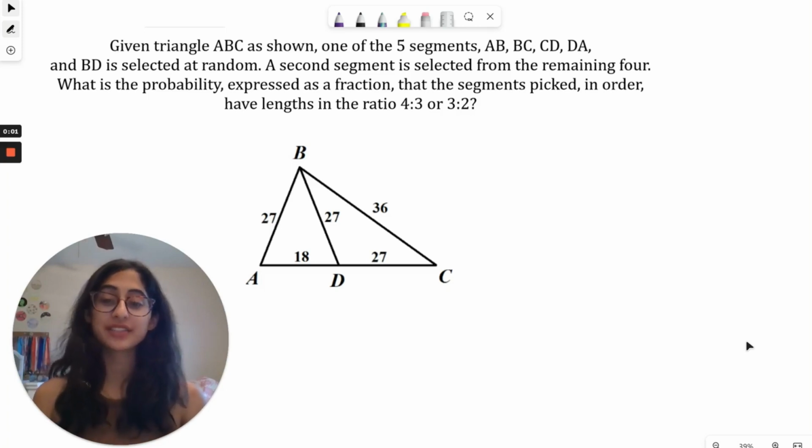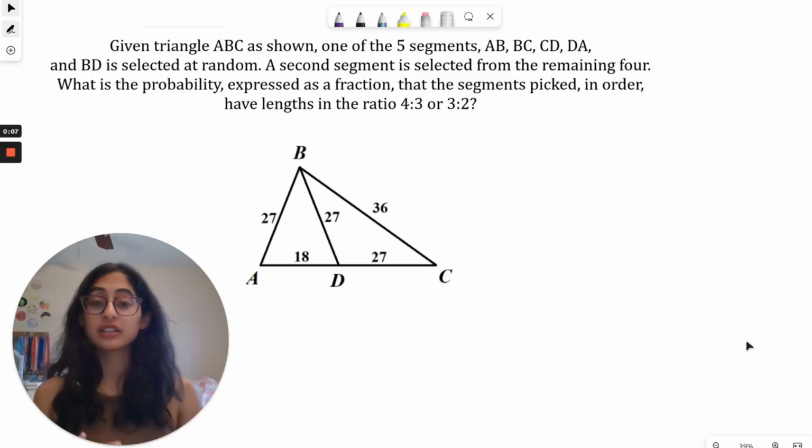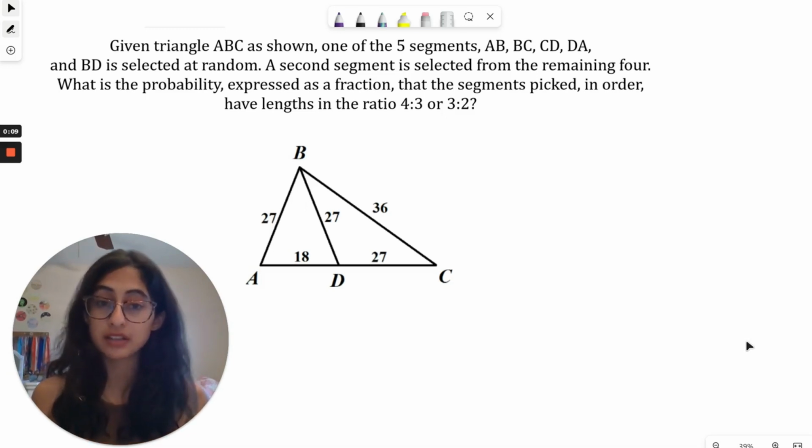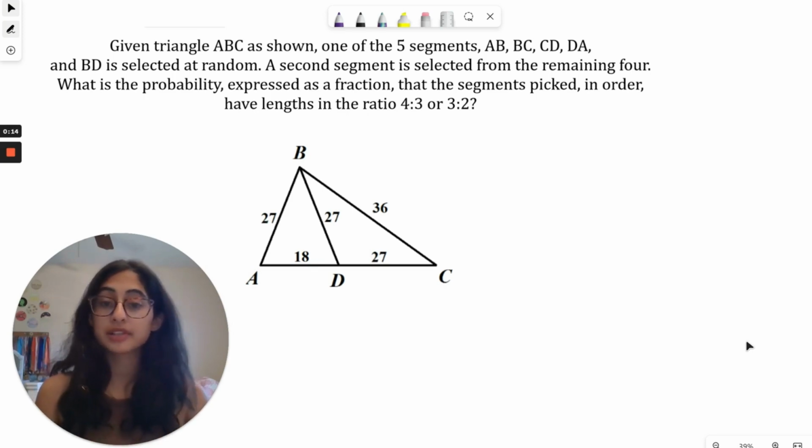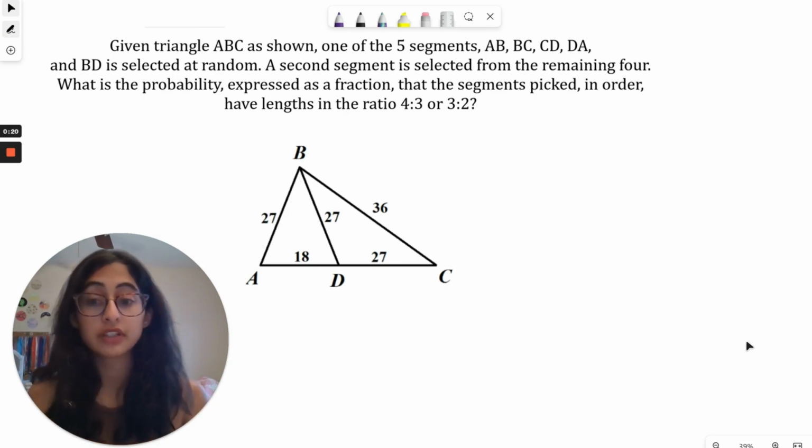All right, so this question says, given triangle ABC as shown, one of the 5 segments of AB, BC, CD, DA, and BD is selected at random. And then a second segment is selected from those remaining 4. We're looking for the probability, expressed as a fraction, that the segments picked in order have lengths in the ratio 4/3 or alternatively 3/2.